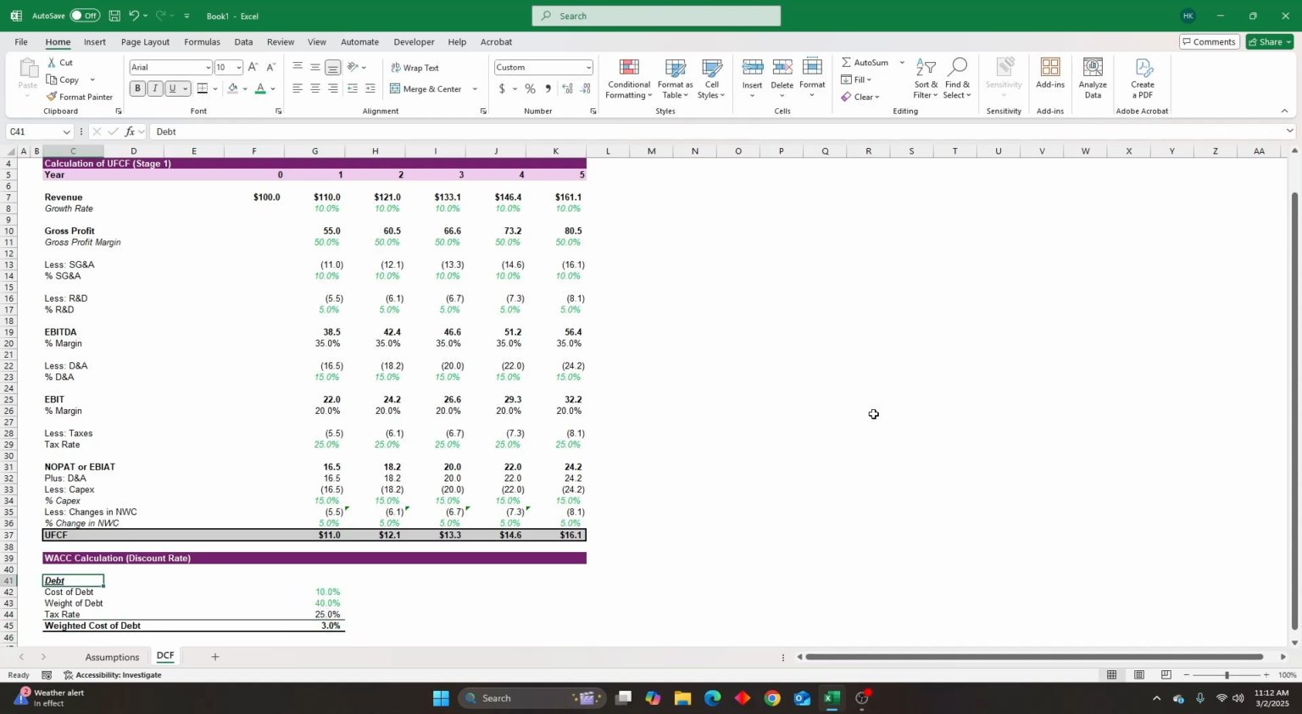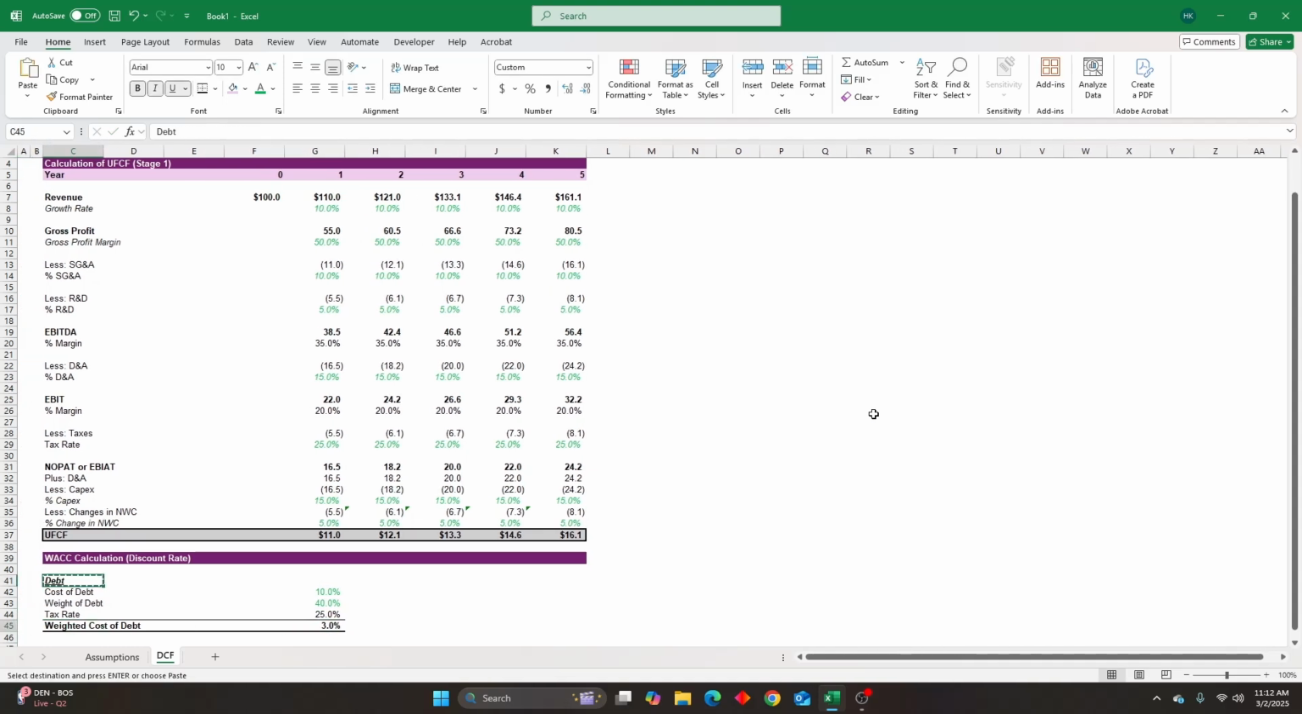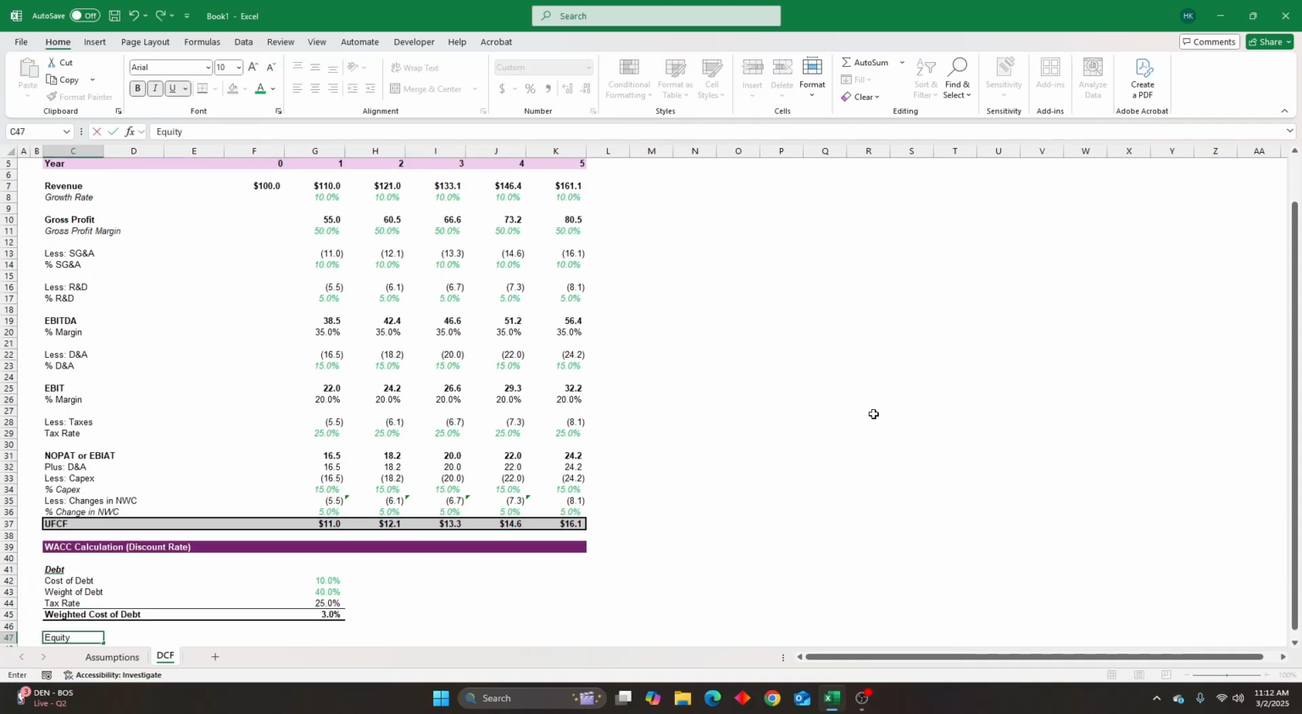Perfect, 3%. And so all you do to calculate your weighted cost of debt is you take your cost of debt times 1 minus the tax rate to recognize that tax benefit, and then we multiply it by its weight of the overall capital structure. And so there we go. We have our weighted cost of debt. Next, we're going to do the equity portion.